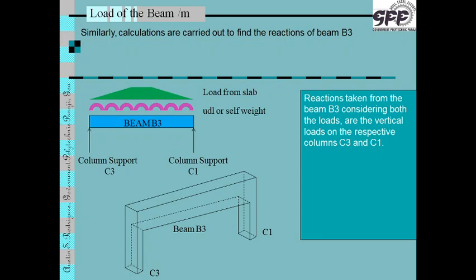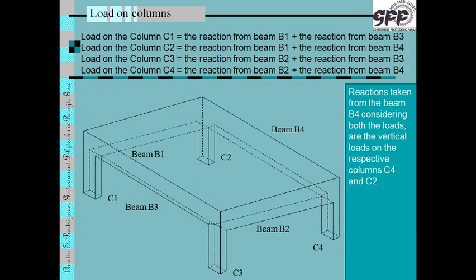Solving this, we get the reactions which become the load for column C3 and column C1. So beam B3 gives the reactions to C3 and C1, and beam B4 in a similar manner gives the reactions to the column C4 and column C2. So having solved all these four, we get the loads on the columns C1, C2, C3, C4 in the other direction, perpendicular to the horizontal direction.